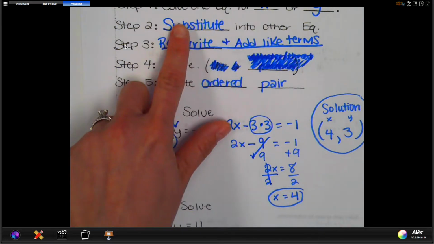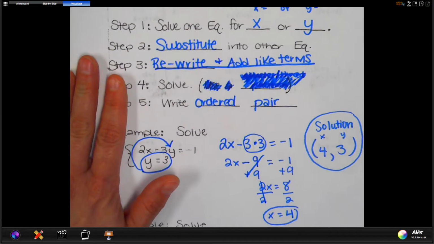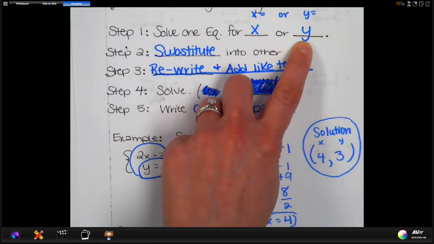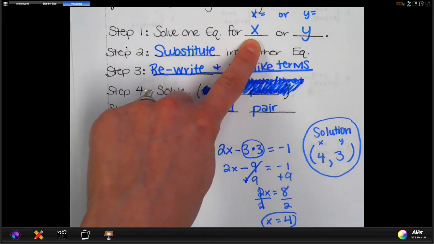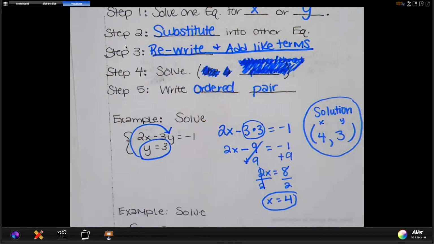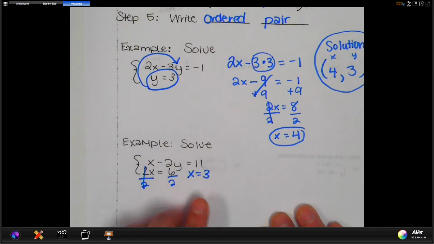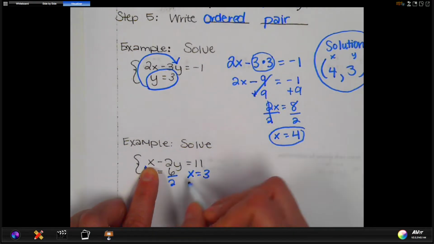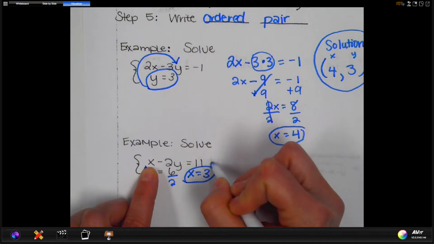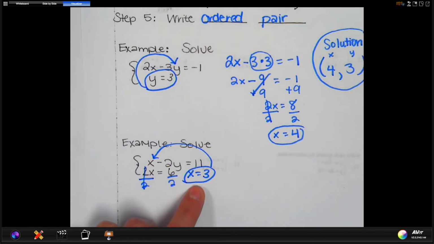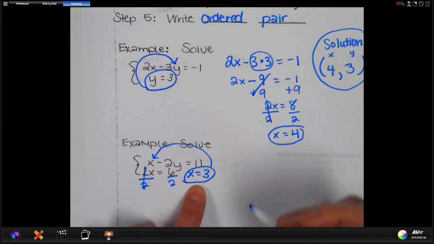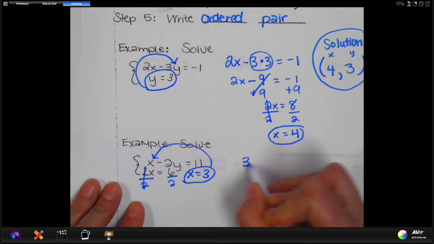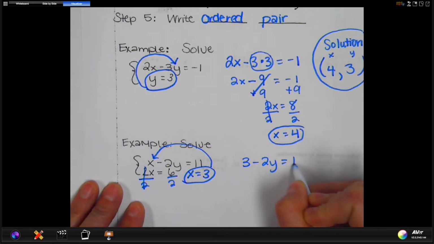So remember, with our steps here, step 1 was to solve one equation for x or y. In this case, we have solved it for x, so we have x equals 3. Now, step 2 is going to be to substitute that into this x right here. Okay, so we're going to do that. The reason we're substituting in for x this time instead of y is that's the one we've got. So I'm going to rewrite this now. Instead of x minus 2y, I'm going to write 3 minus 2y equals 11.